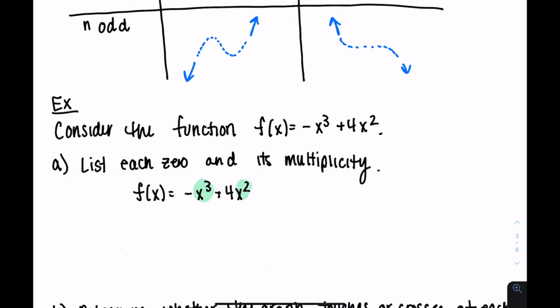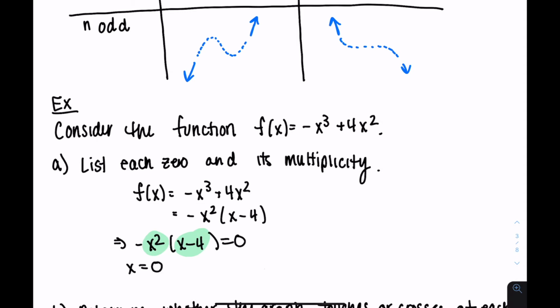Both of them have an x squared, so we can go ahead and factor that out. And to find the zeros, we want to set this equal to 0. So we set each factor equal to 0: x squared equals 0, x minus 4 equals 0. That really tells us x equals 0 or x equals 4. For x equals 4, that factor only happens once, so it's multiplicity 1. But for the x squared term, that's technically a multiplicity 2 because it's x times x.